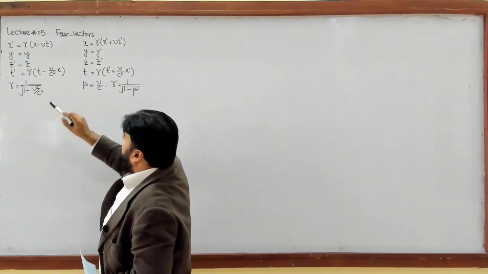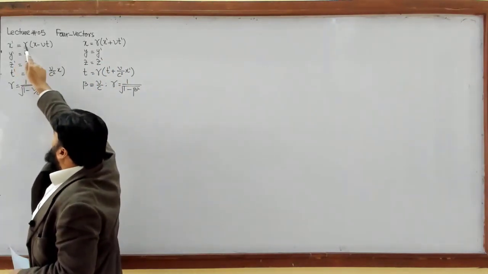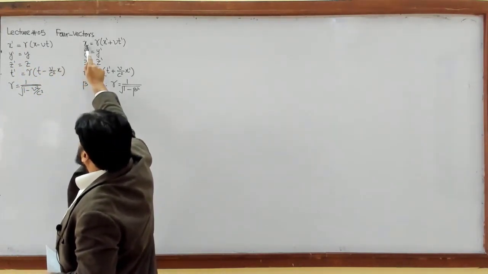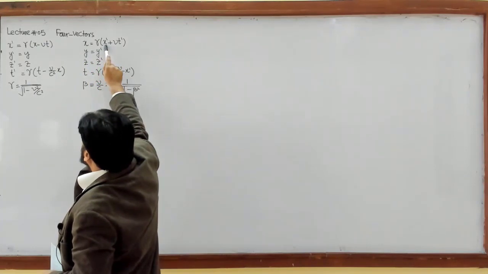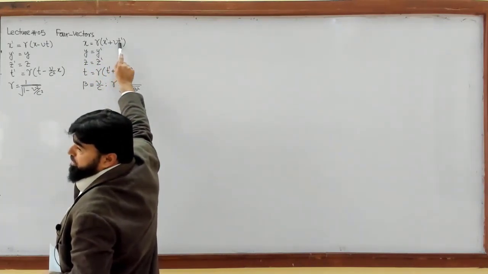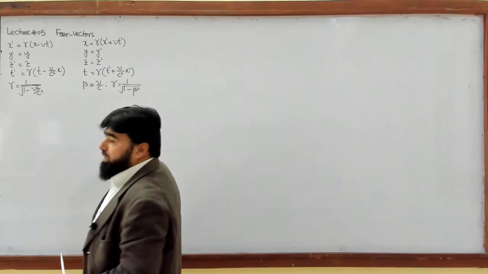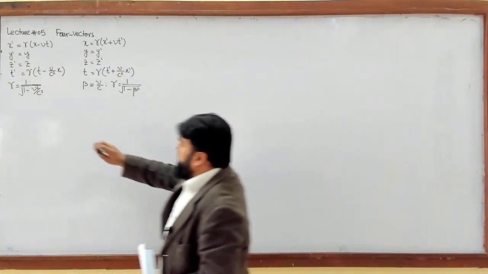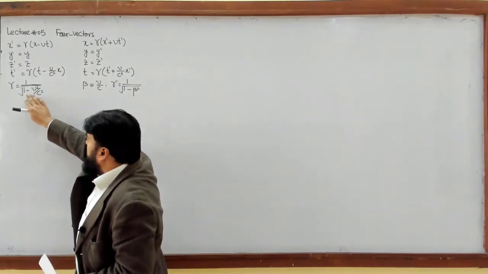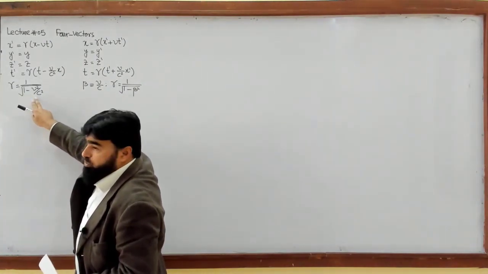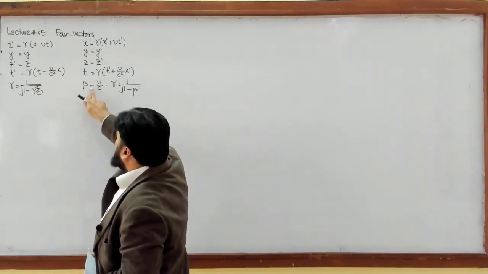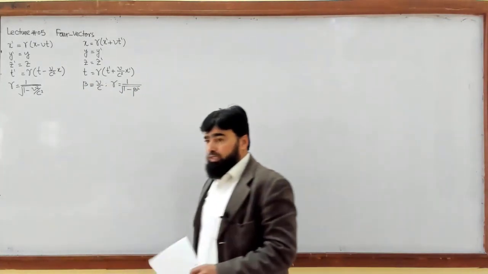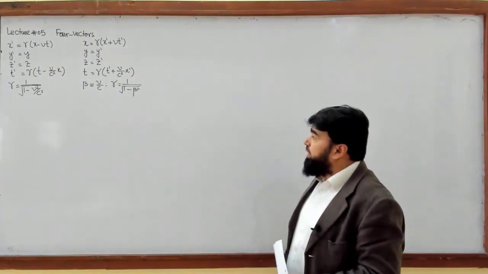The way to remember them is x prime equal gamma times x minus vt. So here if I replace x by x prime, then x will be replaced by x prime and t with t prime, and the sign will be positive. So this way I can do the conversion. There is another way to write the gamma, 1 minus v square over c square. So I can define v over c as beta, and we can write the gamma like this as well.